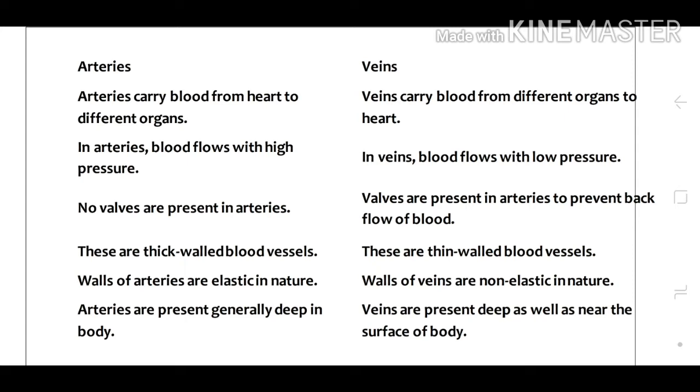Arteries are thick-walled blood vessels. Veins are thin-walled blood vessels. Walls of arteries are elastic in nature. Walls of veins are non-elastic in nature. Arteries are present generally deep in the body. Veins are present deep as well as near the surface of the body.